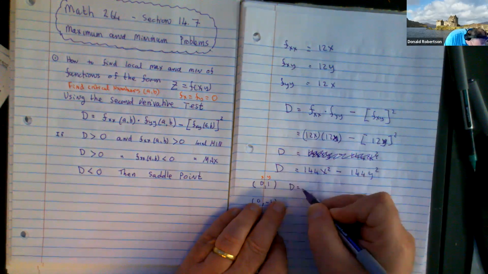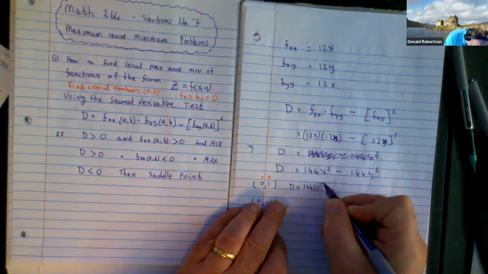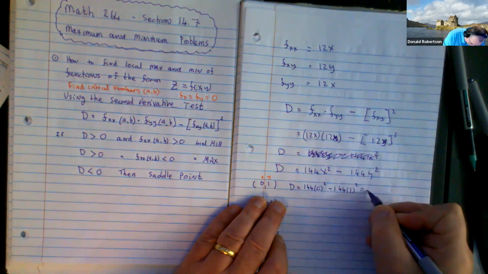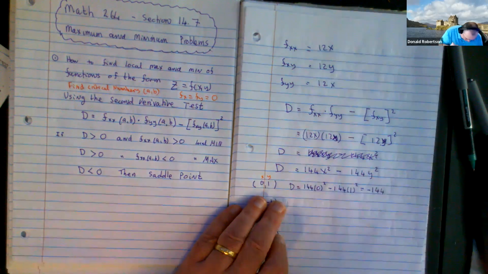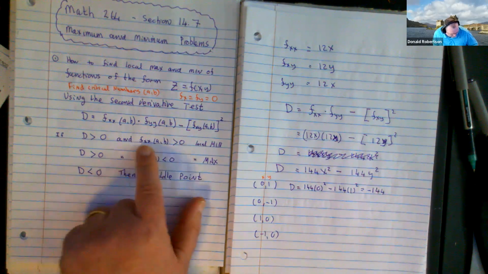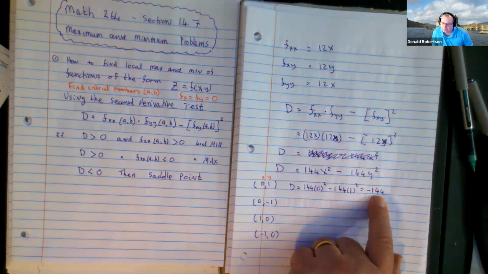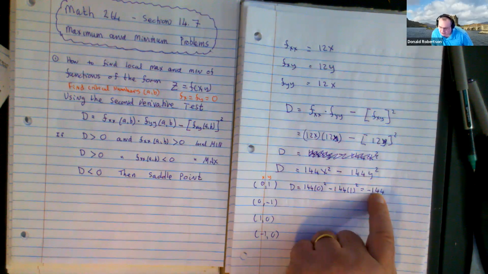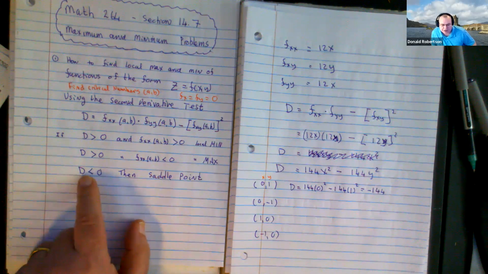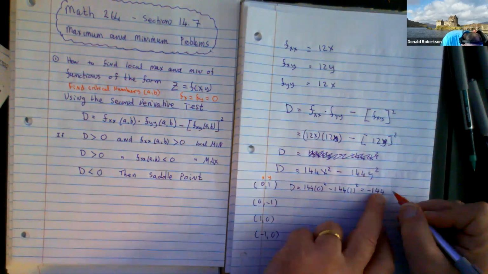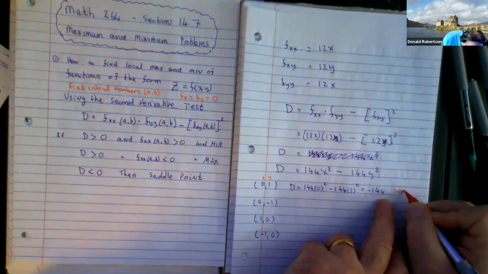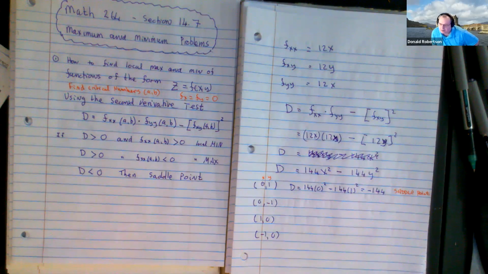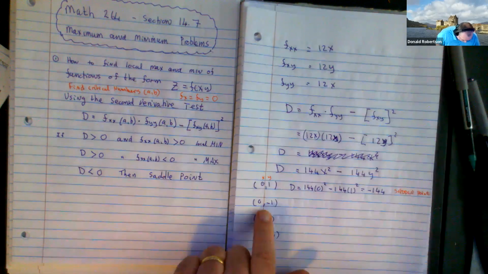Well, D is going to be 144 times nothing squared, take away 144 times 1 squared. And I believe that answer is negative 144. I don't need to actually calculate this bit now. Isn't that D negative? At that critical number, the value of D is negative 144. If D is negative, doesn't that mean that at that place we have a saddle point? Are you comfortable with that? Right, move on to this one.